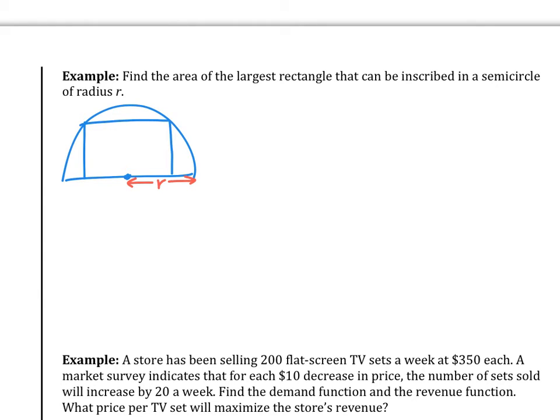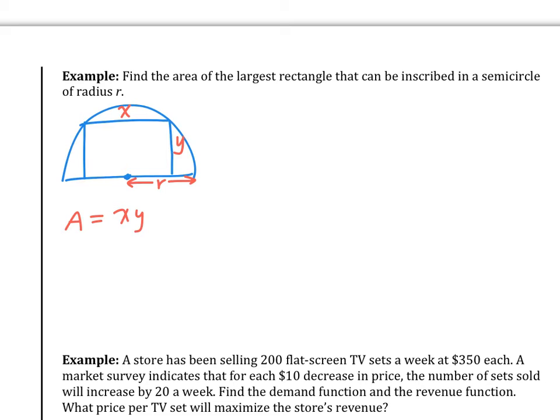Okay, so we are trying to find the largest area possible of this rectangle. So we do need an area. That means we need to have some dimensions of this rectangle. So let's say we make this x and we make this y. x corresponds to the x-axis and y is the y-axis. So then this area that we're trying to find is going to be xy.